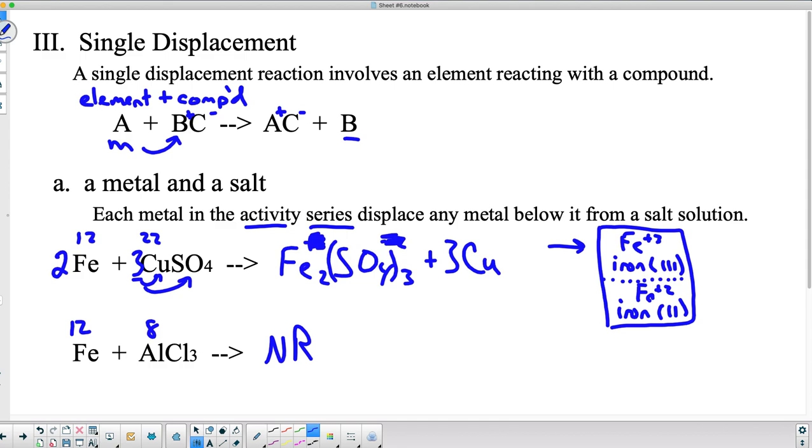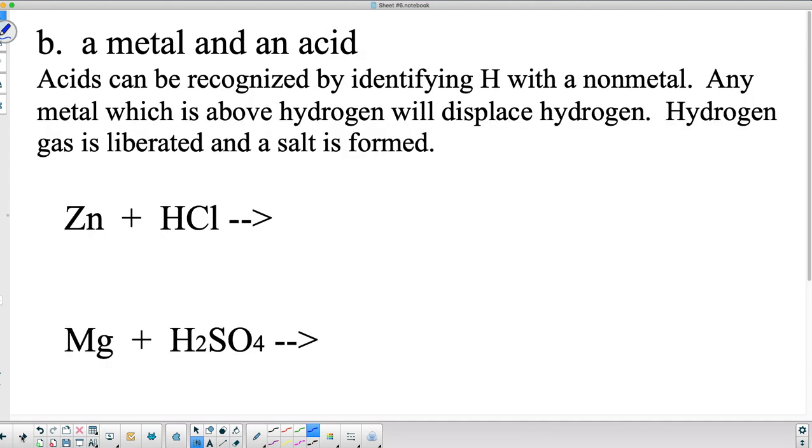Okay, I'm going to do one more type of notes for letter B, and then we'll take a break, and then you'll have another screencast for the C and D. So take a look at the next one. This is a metal and an acid. The only difference about the metal and the acid is that it is exactly the same thing.